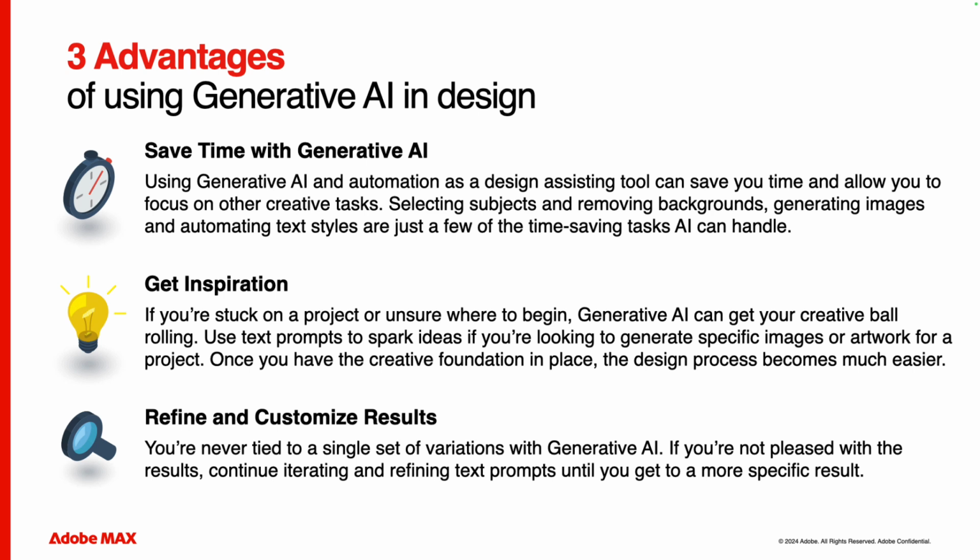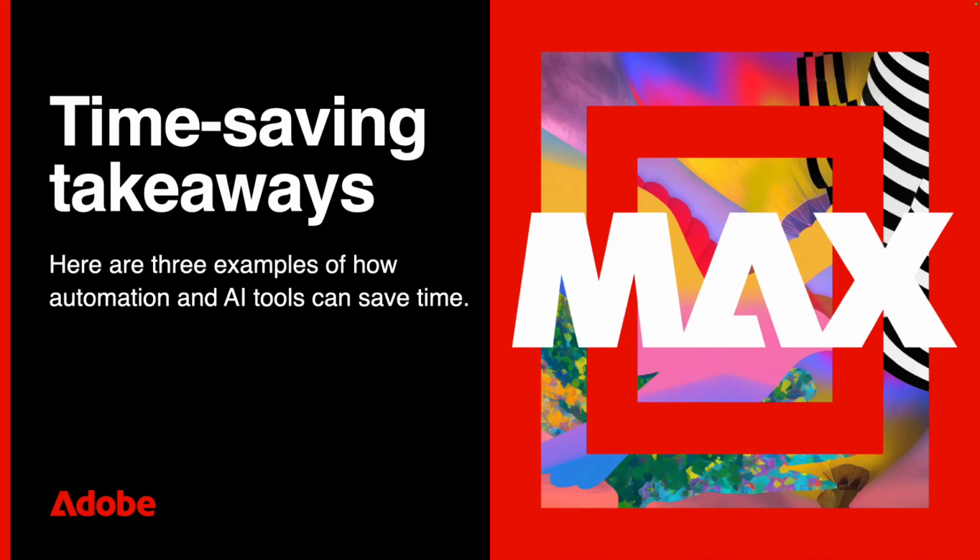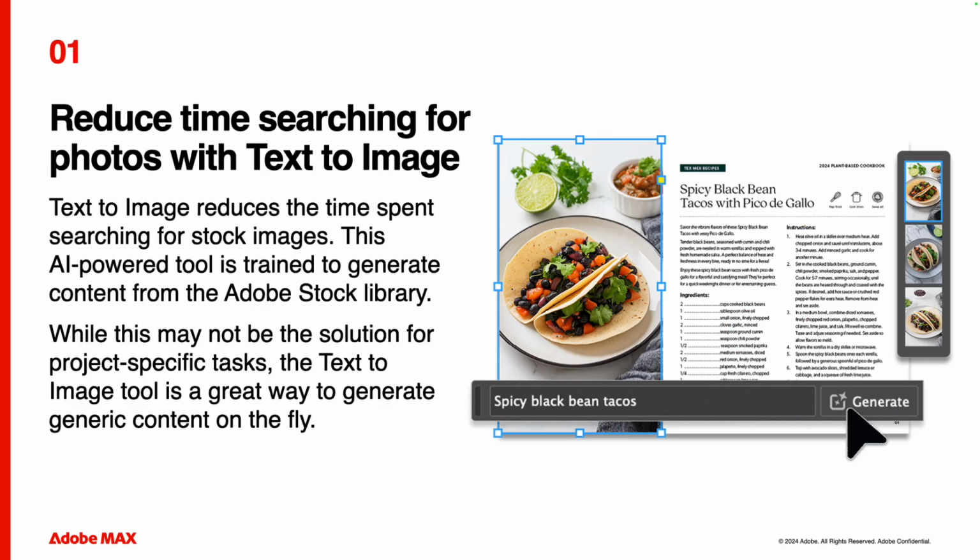And lastly, refine and customize results. You're never tied to a single set of variations with generative AI. If you're not pleased with the results, continue iterating and refining text prompts until you get a more specific result. Here are three examples of how automation and AI tools can save you time as you're working.